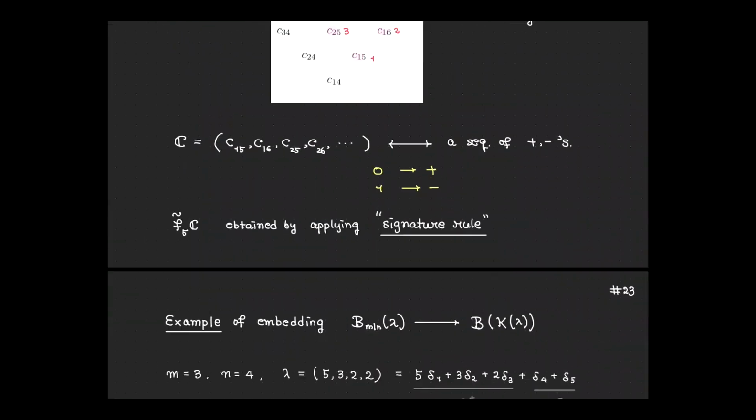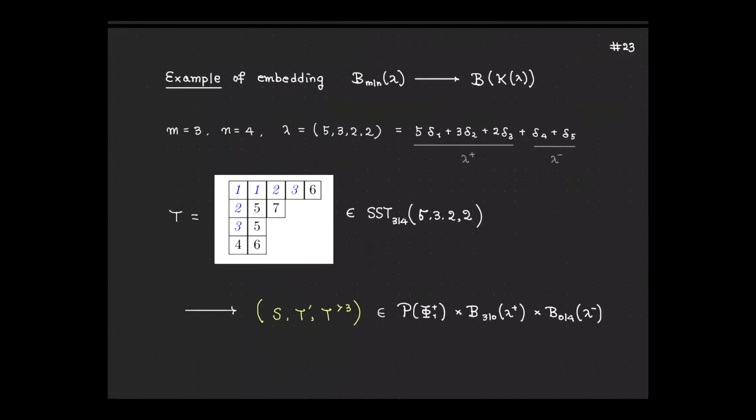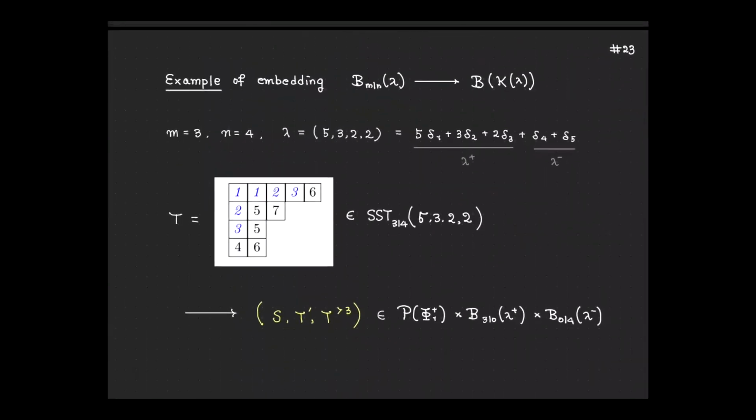Okay, so finally, let me describe an embedding of our crystal polynomial representation to the crystal of the Kac module. Suppose that M is 3 and N is 4. And so that's the tableau from yesterday. The shape is 5, 3, 2, 2, so it is a (3, 4) hook partition.